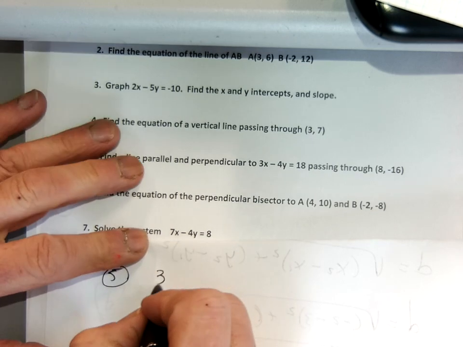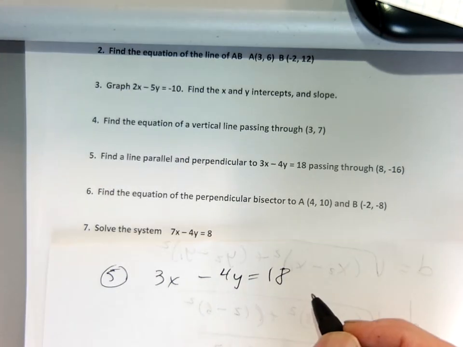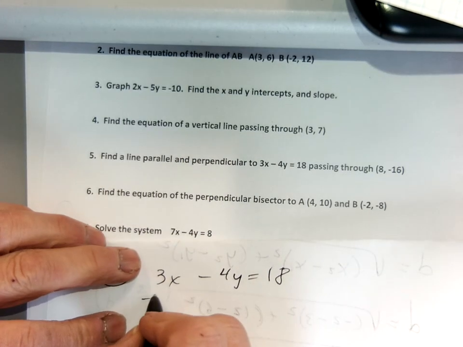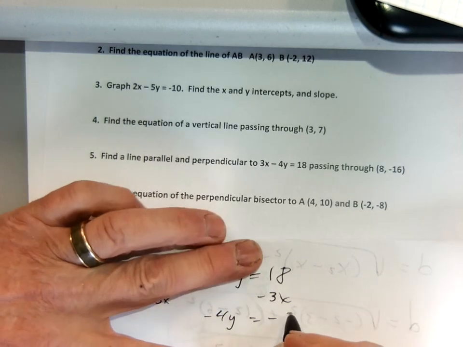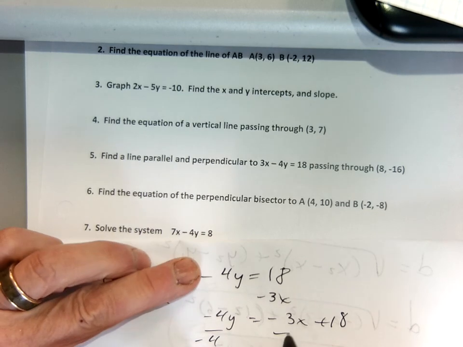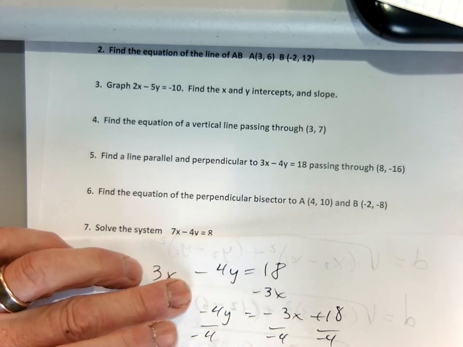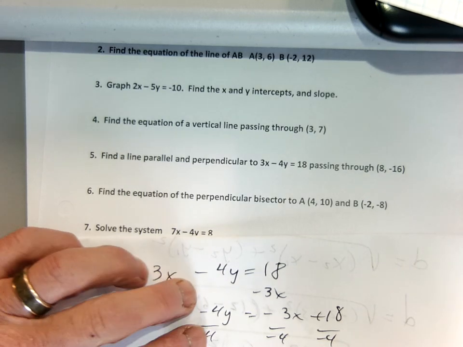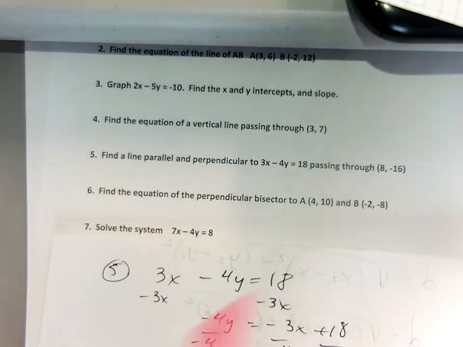So if I've got 3x minus 4y equals 18, first thing I need to know is the slope. All right, that's easy. Minus 3x, minus 3x, minus 4y equals negative 3x plus 18. Divide by negative 4. And I'm going to get y equals a positive 3/4 x minus 9/2. But I don't really care about that. All I really care about is the slope, right?